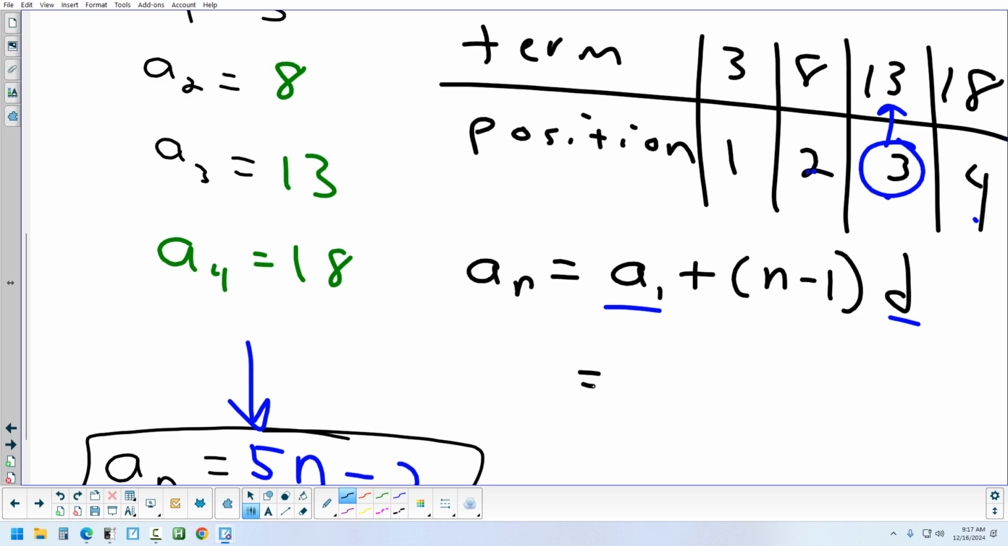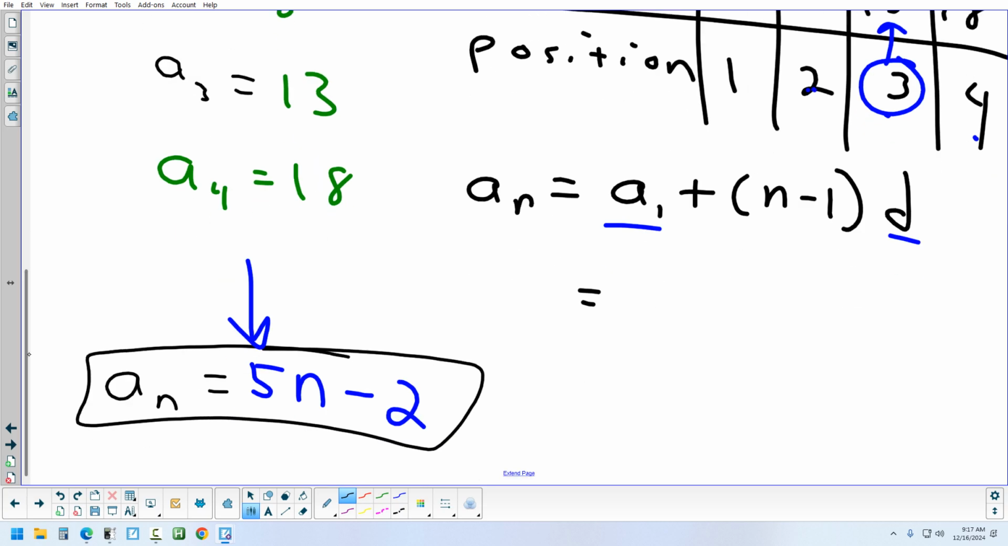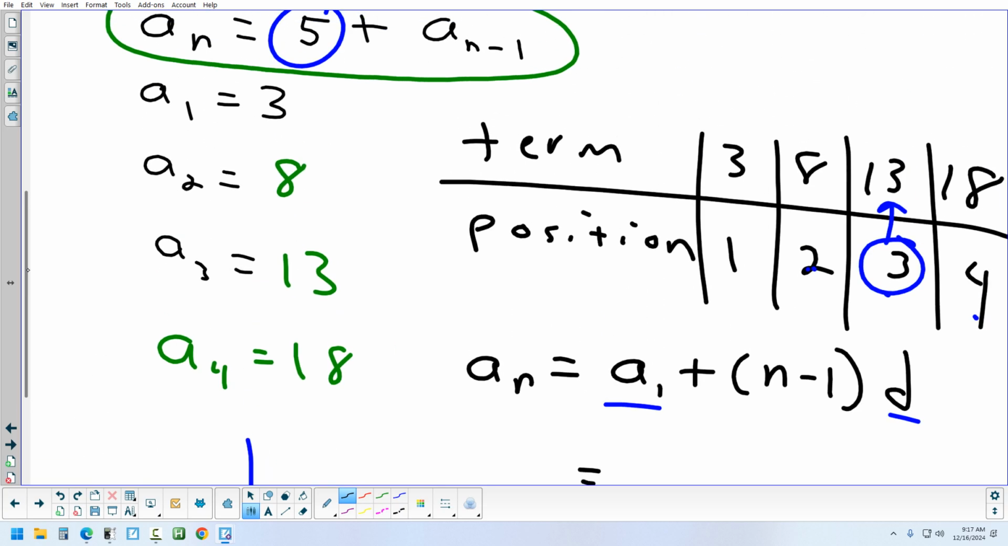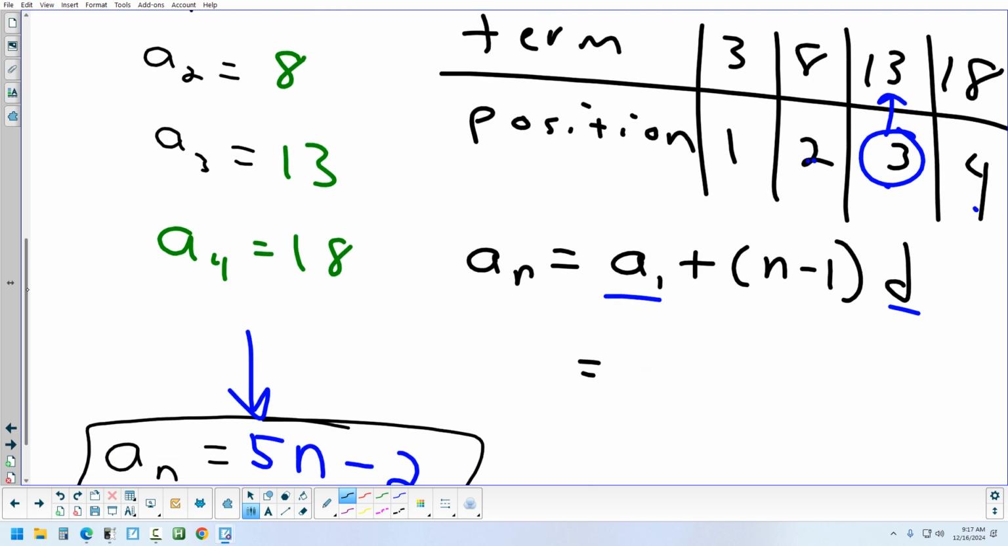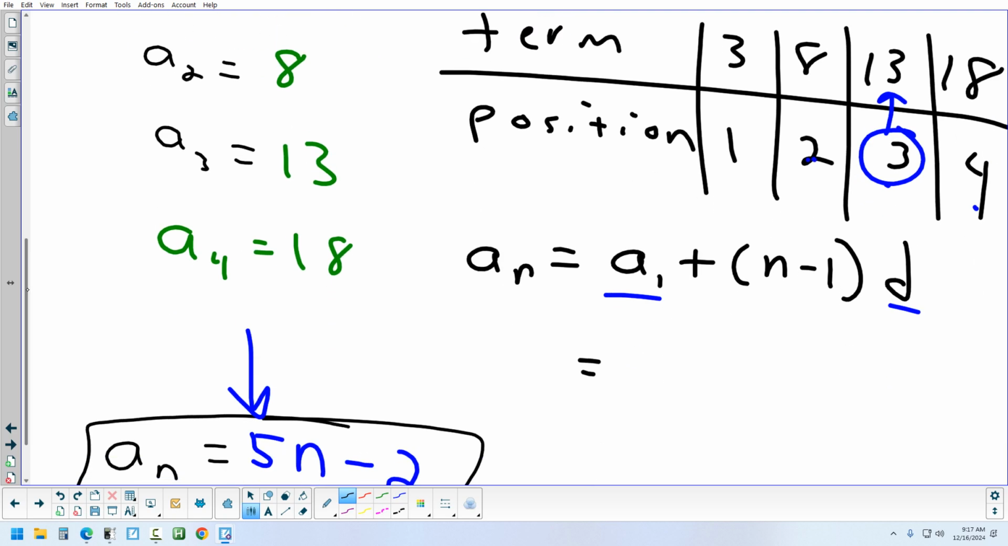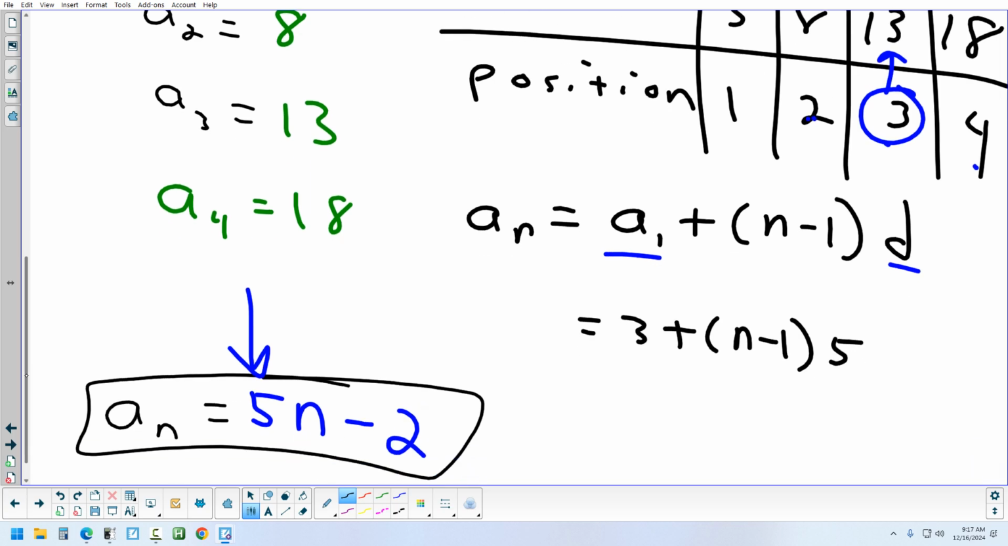Okay, so we already know the answer. Let's see if this formula gives us the same thing. What was the first term? Yeah, we got it in that chart right there. What is it? 3. And what was the common difference? What did we add each time to get from one term to the next? 5. Okay. Now, does that look exactly like that? No. No, but let's do it out and see what happens.